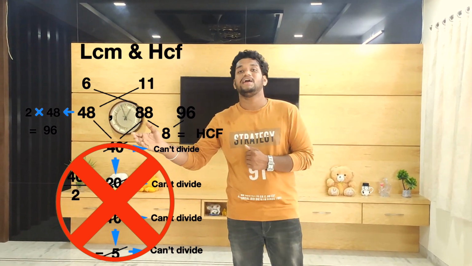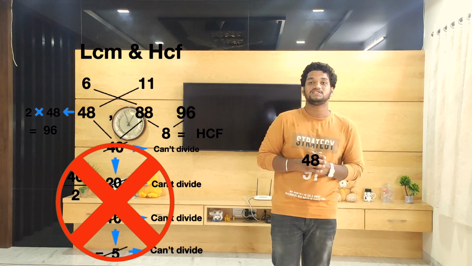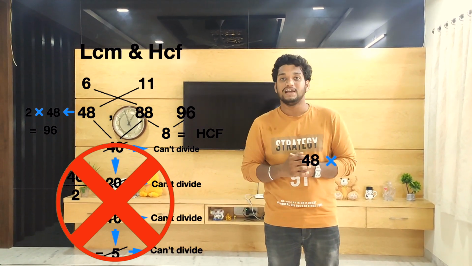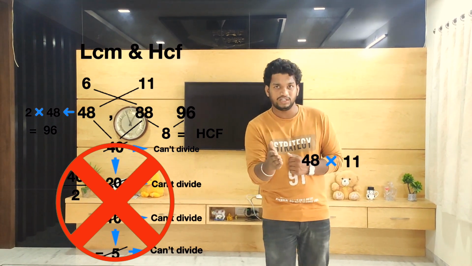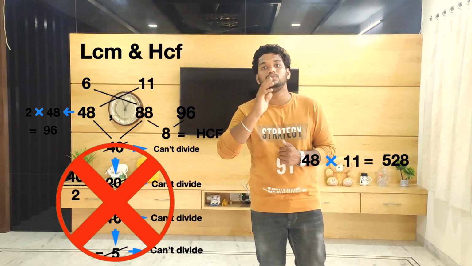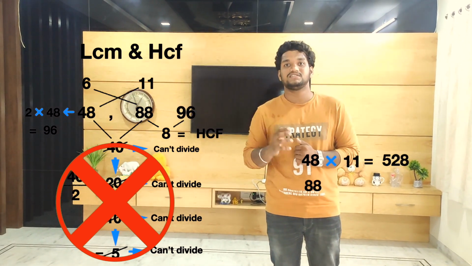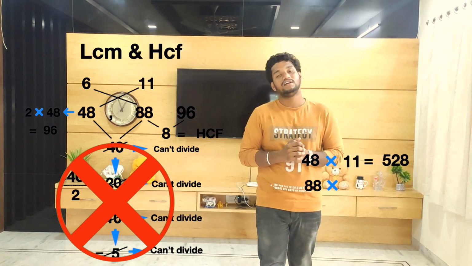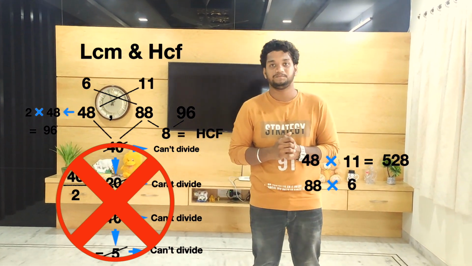Now, what is my HCF? My HCF is 8. Next step, what I have to find? I have to find LCM. Now, 48 into 11 or 88 into 6. What is the answer? And your LCM will be 528. That is your LCM.